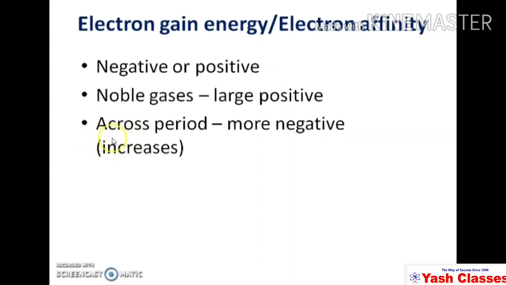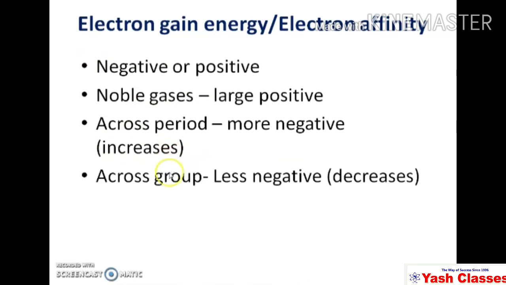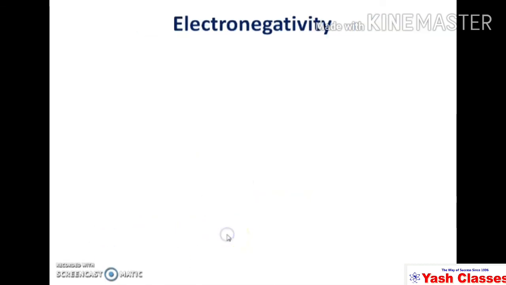Along the row, electron affinity increases. Non-metals have higher electron affinity. Across the group, meaning from top to bottom, electron gain energy or electron affinity decreases, and chlorine has the highest electron affinity.